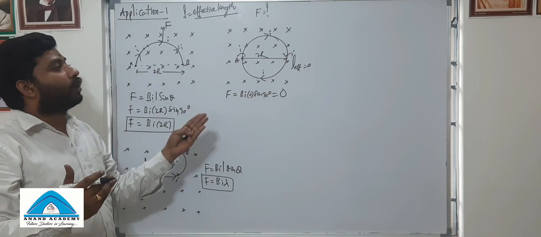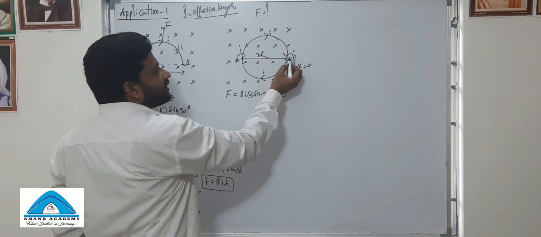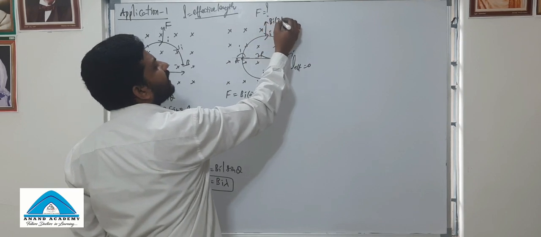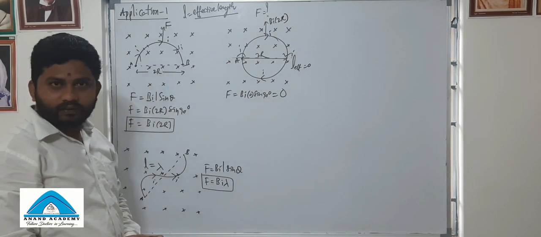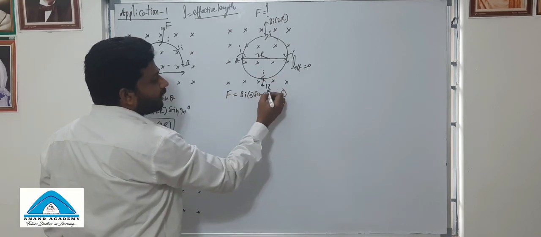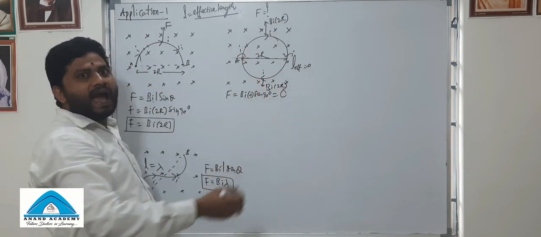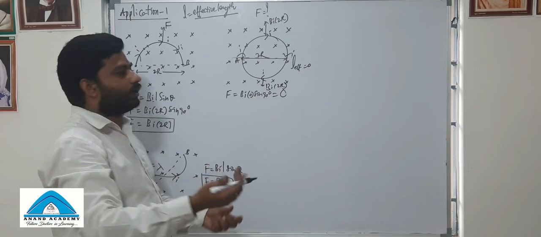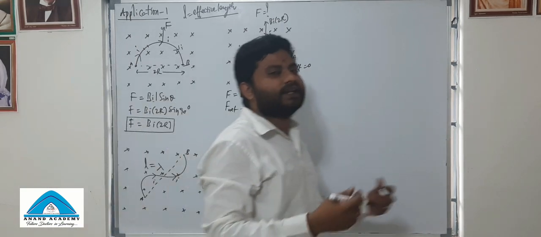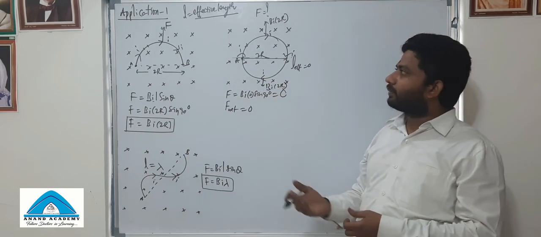The same problem you can solve in another way. What is the other way? For this half of the circle, the magnetic force is BI into 2r. For this other half of the circle, the magnetic force will also be BI into 2r. Both the forces are in opposite directions, so I can directly write that the net force will be 0. This is the second method to solve this question. Alright, this is application number 1.